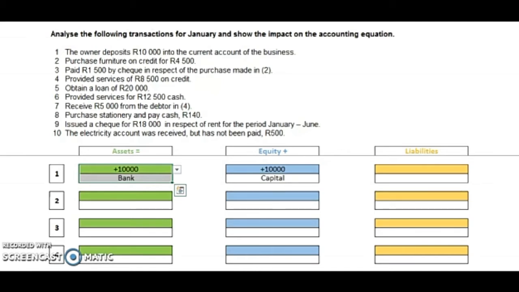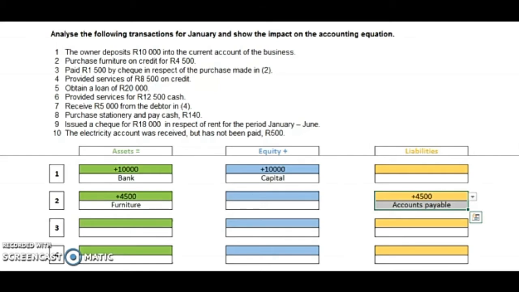Number 2 states that there is a purchase of furniture on credit for 4,500 Rand. Furniture is an asset. Assets will thus increase by 4,500 Rand. It is a credit purchase and therefore there is an obligation to pay 4,500 Rand to whomever they are purchasing from. Liabilities will thus increase by 4,500 Rand and we will record it to accounts payable, since the 4,500 Rand is payable to whom the purchase was made from.